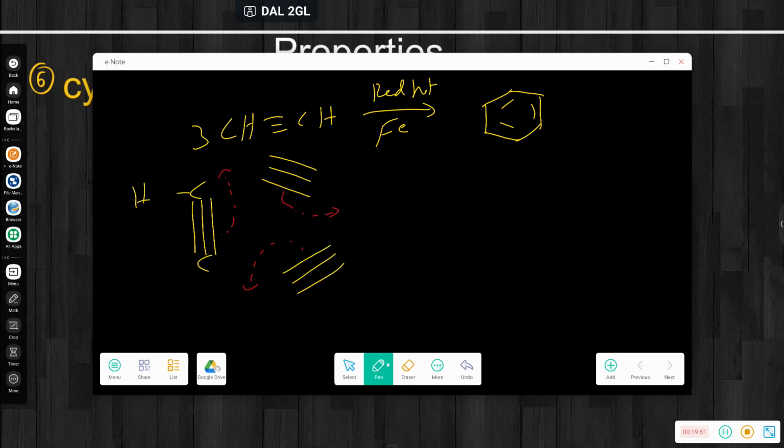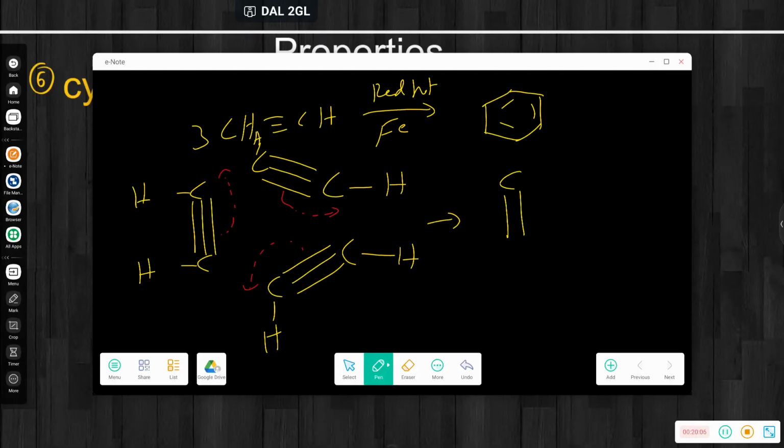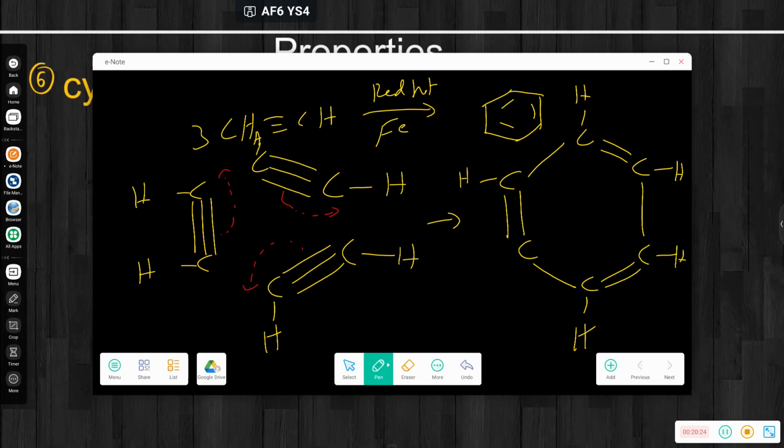Means here what is there? CH, CH, CH, CH, CH, CH. That means here we are getting a double bond, C, C, H. Here a single bond forming, here a single bond forming. Here C, H, here the double bond remained. Here C, H, double single bond remained. Here C, H, here a double bond is formed. Here C, H, here C, H. So bending. Understand? This bond here, one bond here, one bond here. So bending.